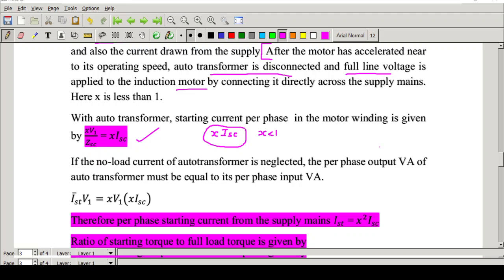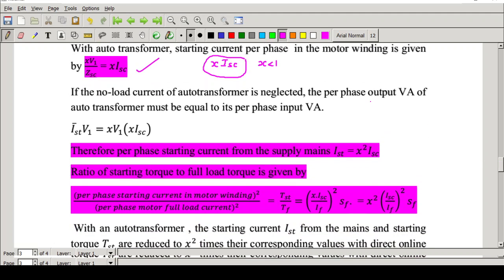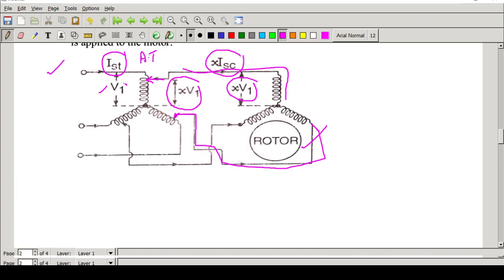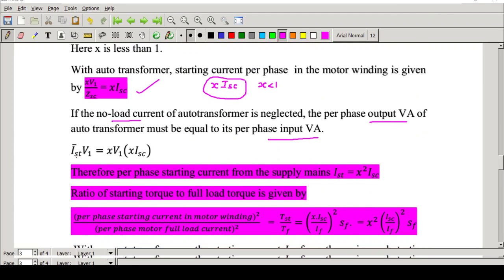Okay. Now we can apply this condition, that is the output voltampere of the auto transformer must be equal to its input voltamperes. That is, we are neglecting the no load current of the auto transformer. Input VA is equal to output VA. What is input VA? Input voltage into current. Let's see what is the input voltage into current of the auto transformer. See, the input is V1 and current can be taken as IST, right? So that is what is written here. That is V1 into IST.